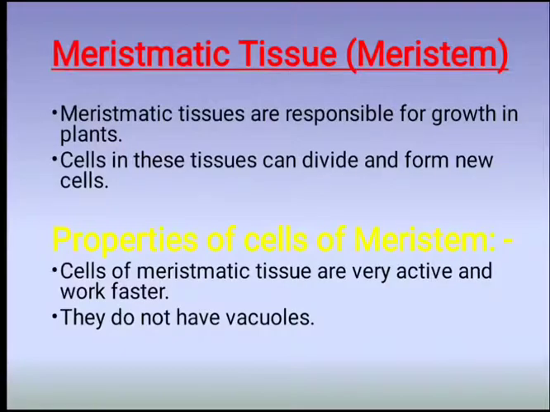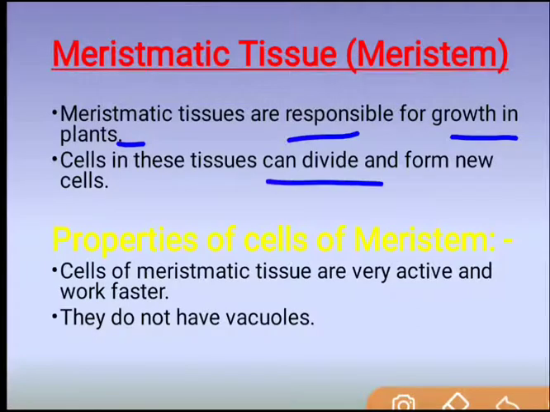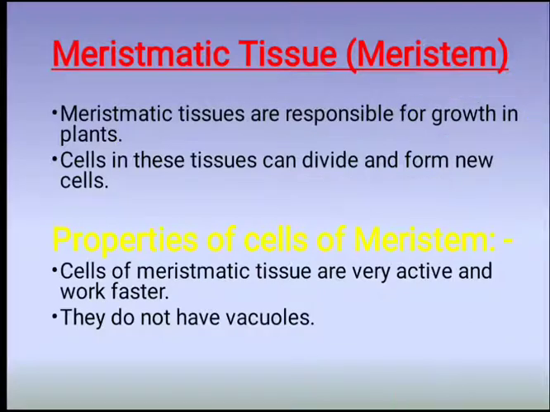Now come to meristematic tissues. Meristematic tissues are responsible for growth in plants. Cells in these tissues can divide and form new cells. As I told you, the cells of meristematic tissues are continuously dividing, so they are responsible for growth in plants.